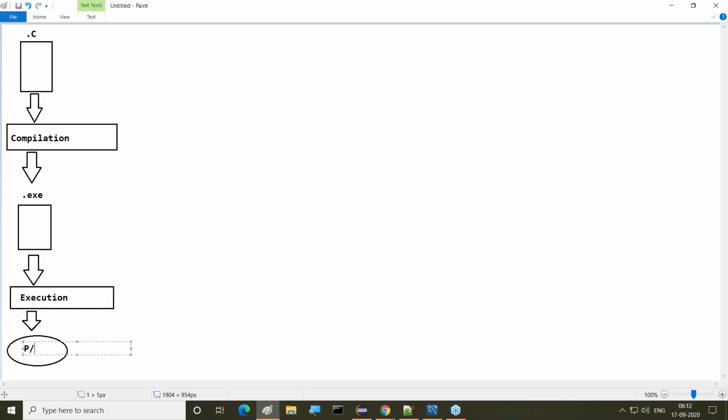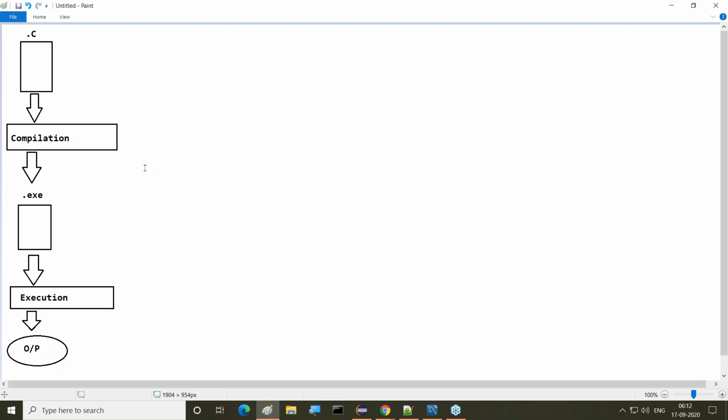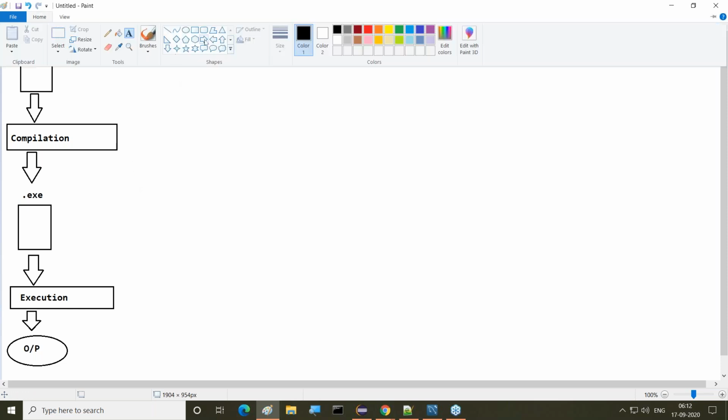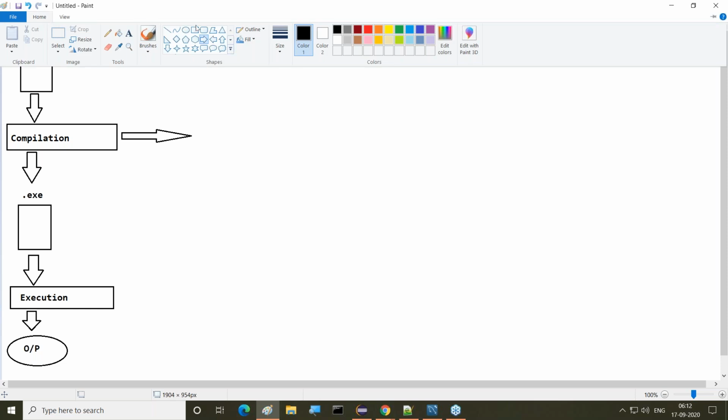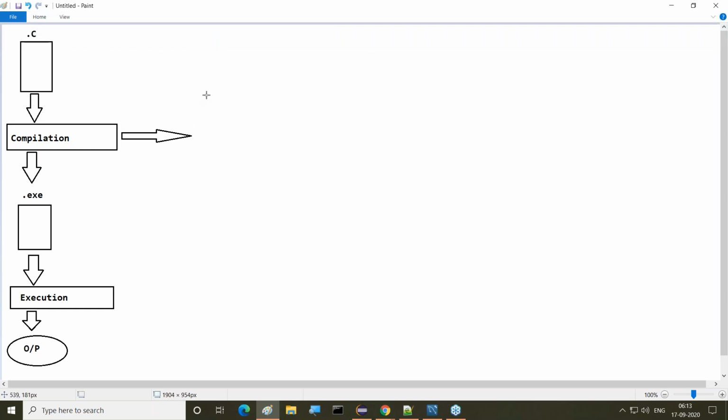Results. What is that one here? We are able to get the output. So this is the step-by-step procedure for the C programming language and how we are going to get output. If you open this compilation process, how many machines are running together to perform this compilation? Do you know how many machines are running internally to perform compilation?